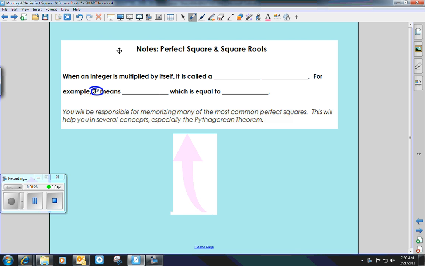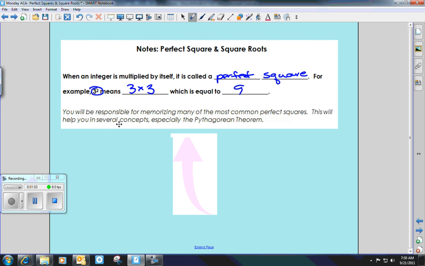Okay, so when an integer, like the number 3, is multiplied times itself, 3 times 3, we call that a perfect square. For example, 3 squared means 3 times 3, which is equal to 9. So our perfect square here is 9. Okay? When an integer is multiplied by itself, that solution is called a perfect square.